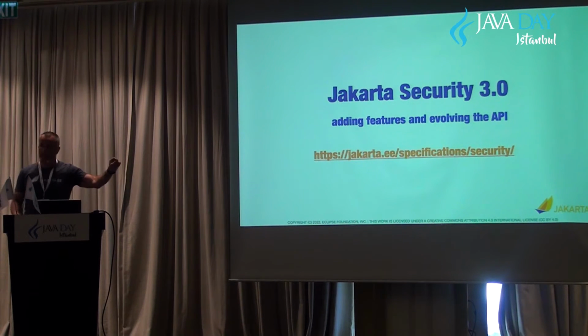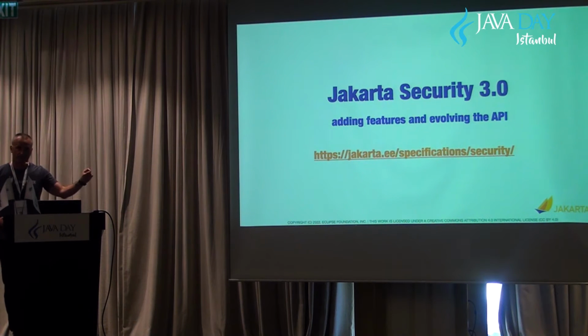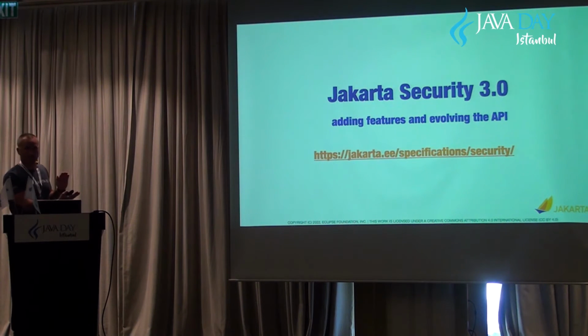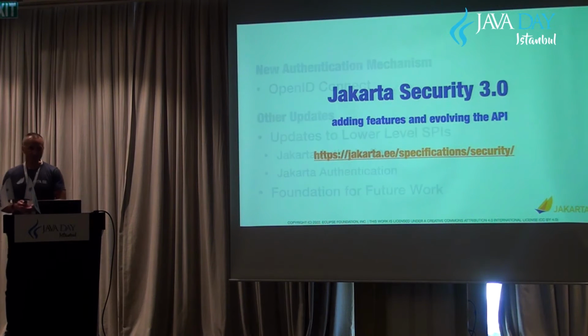EE/specifications/security. And this is the URL pattern that all the specifications have. It's Jakarta EE/specifications/ the short name of the specification. And we're trying to make it as obvious as possible. So this is where you navigate to find all the specifications.